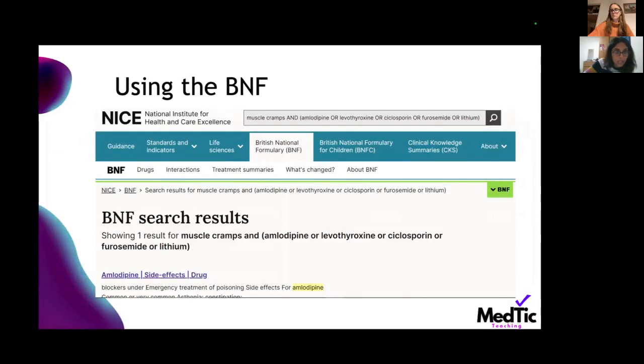So for example, you can see when I've typed in muscle cramps and all of those drugs there, the results come up as amlodipine, which is the correct answer. And if you open up amlodipine, you will see that muscle cramps is under side effects, and that isn't there for any of those other drugs.